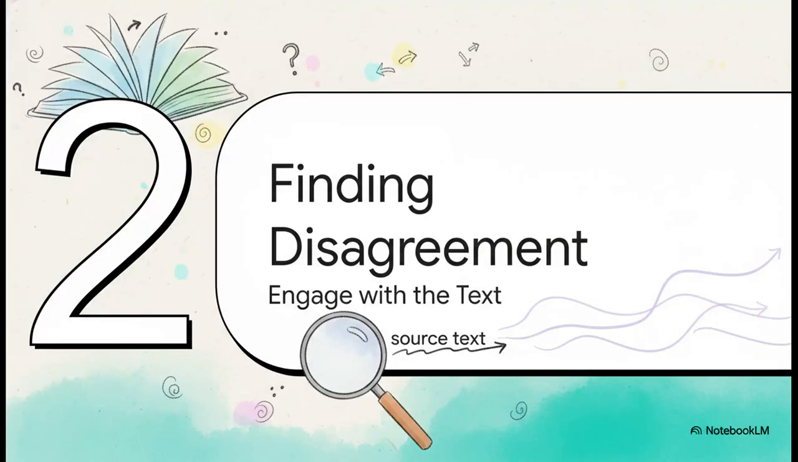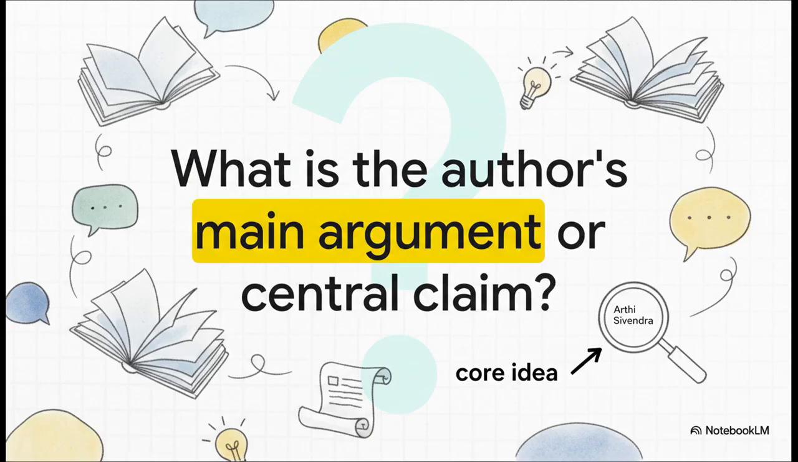Okay, so you know you need to take a position, but how in the world do you find your specific angle? Well, it all starts with reading the text like a detective. Before you can even think about agreeing or disagreeing, you have to know exactly what you're responding to. So your first job is to boil that whole article down to its one central argument. What's the single biggest idea that the author, Arthi Savindra, is trying to sell you on?